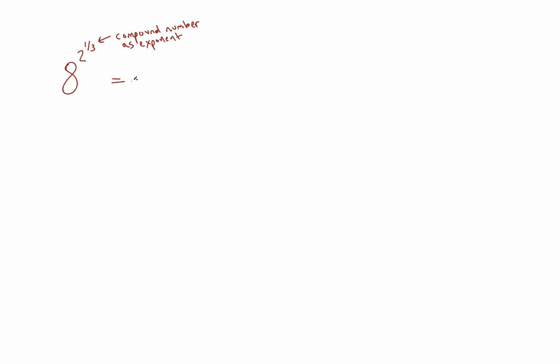Well, we know from our previous videos that we can rewrite this as 8 squared times 8 to the 1/3. Why can we do this? Well, this is due to the product of powers rule that we talked about in the previous video. Well, 8 squared is 64, so that just leaves us with 8 to the 1/3.